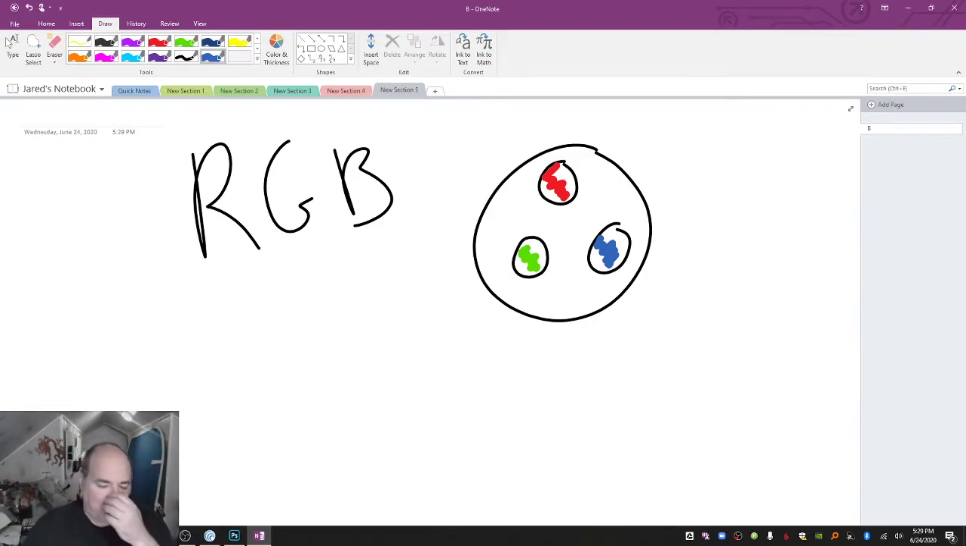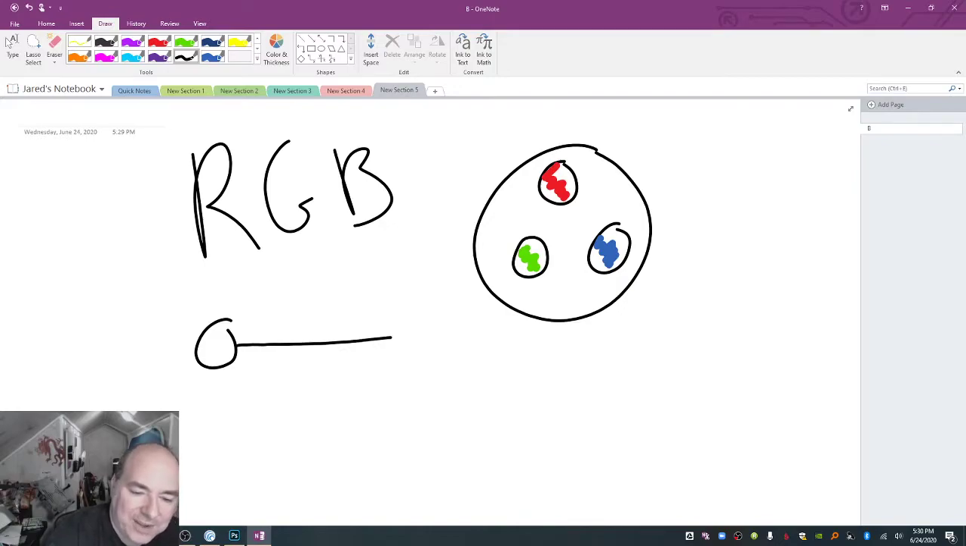Well, how do we do that? Well, now we've got to look at these as individual light bulbs. So let's talk about just the one light bulb. Let's talk for a moment just about the red light bulb. Come on, you can do it. There we go.